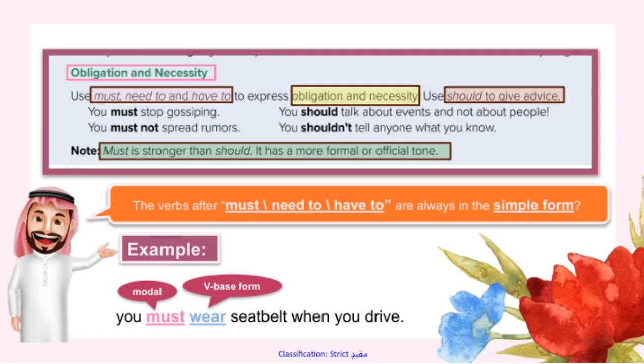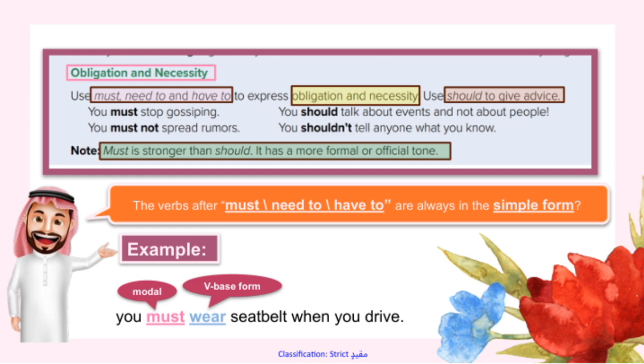Now let's look at the key point here. When we use phrases like must, need to, or have to, the verbs that follow are always in the simple form. For example, in the sentence, you must wear a seatbelt when you drive, the verb wear stays in its base form or the simple form. This is an important rule to remember because it helps keep the sentence correct and clear.